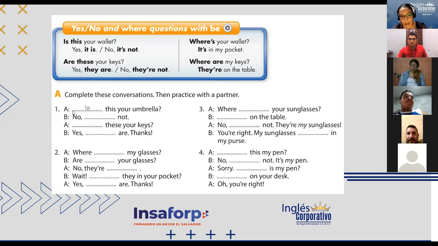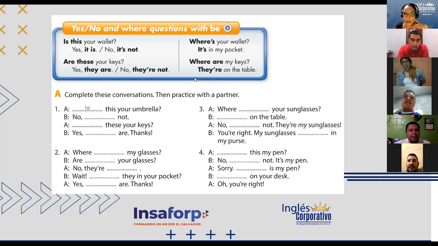Aquí está, ya está hecha la primera. Is this your umbrella? Contestamos no. It's not. Ajá. Aquí tenemos no, it's not. Ahora dice, this your keys? Y vamos viendo más adelantito y dice yes. Entonces asumo que es qué tipo de pregunta. ¿Es una yes no question o una WH? Ajá, are these your keys? Es una yes no, porque veo que en la respuesta dice yes. Ok, entonces me faltaba el are porque es plural, ¿verdad? Are these your keys? Y contestamos yes. They are. Excellent.